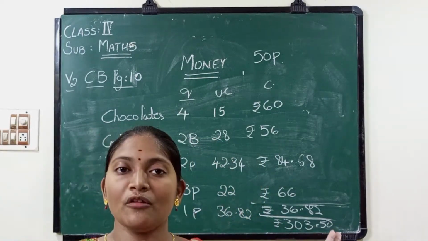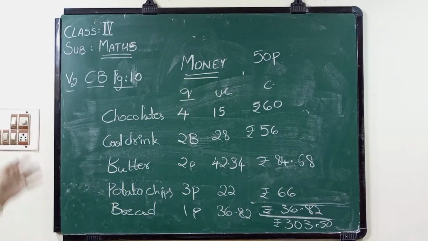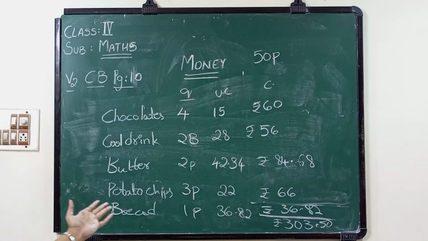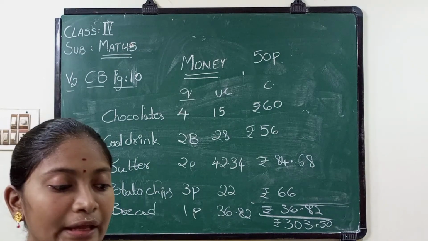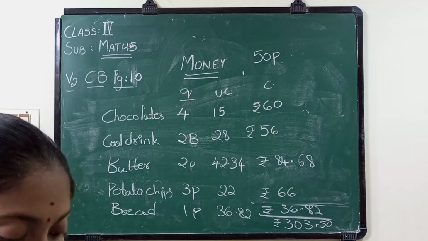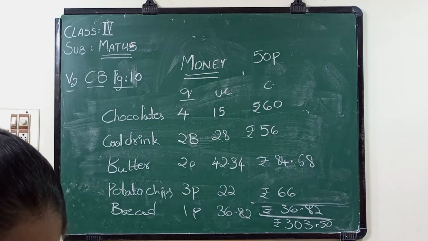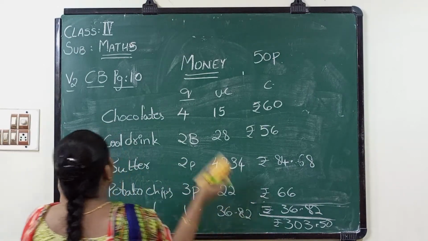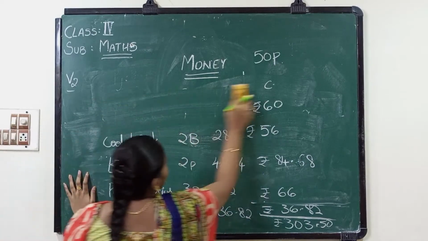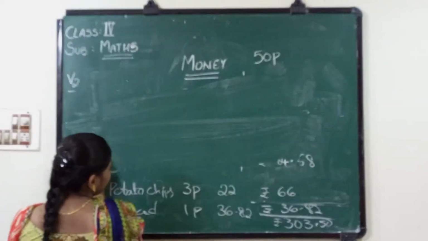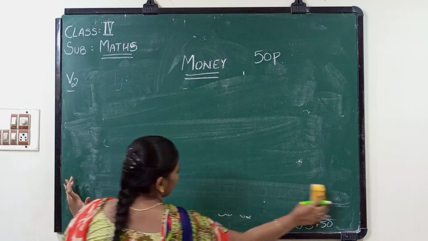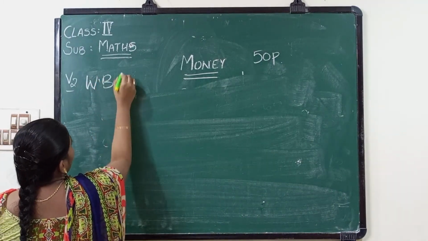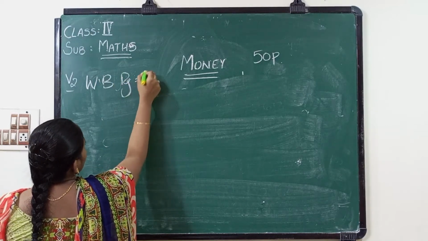This is in the form of bills. Bills will be in this form. When you go to DMart or Reliance or Metro, this type of form will be seen at the counters. Now, all of you take out your maths workbook, page number 4.